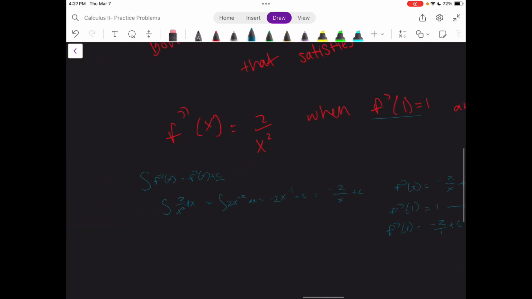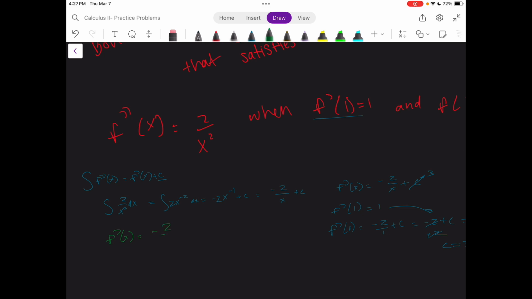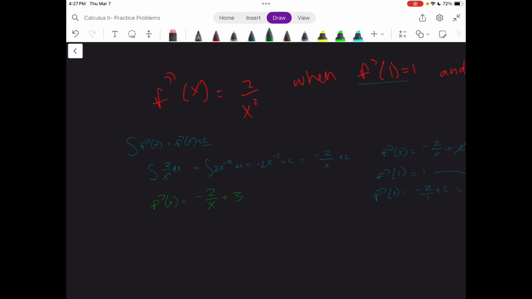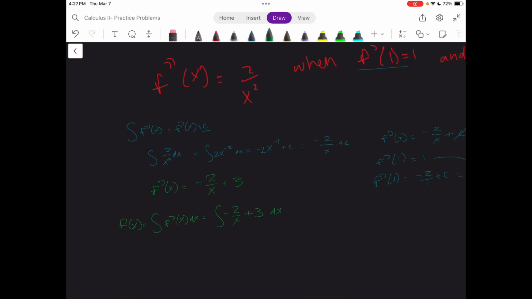So we can start again. Now let me start with a new color. We have f prime of x. F prime of x is negative 2 over x plus c, but we just proved that c was 3. And now what we want is f of x. That was our goal this whole time. And we know f of x is just the integral of f prime of x with respect to x. So we're going to integrate negative 2 over x and that 3 with respect to x. And we're going to be able to figure out what the constant from this integral is as well.